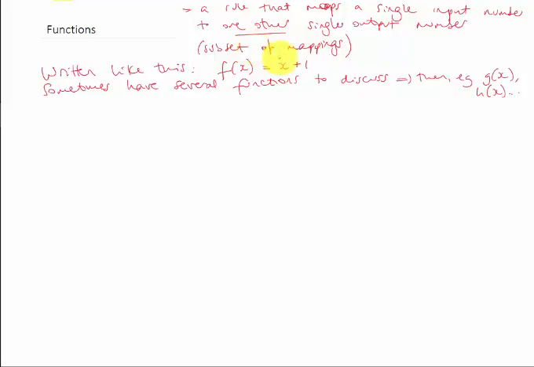So the deal is that for each input number we have one single output number, only one of them. So if we look at the two different mappings we looked at in the previous video, so we've got x that gives x plus 1, and if you remember the graph, it looks a bit like this. So this is a function because each input gives a single output.